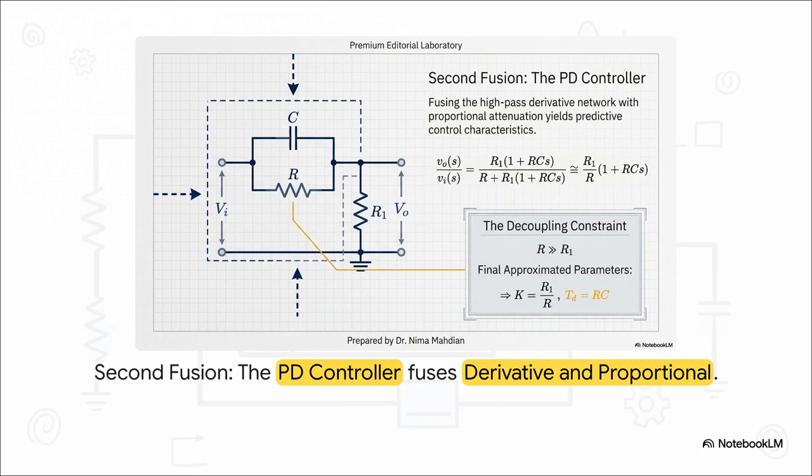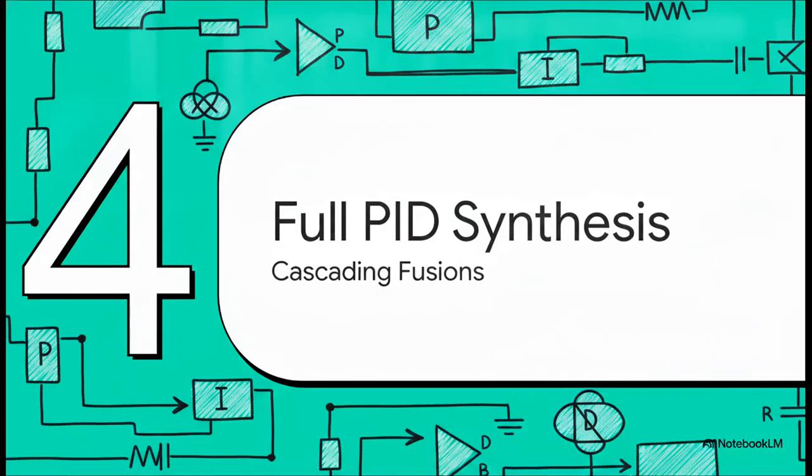R must be significantly greater than R1. When we do that, the R in the denominator completely dominates, the R1 term practically drops out, and we're left with our final approximated parameters. Gain K equals R1 over R, and our derivative time constant TD equals R times C. Just like that, we've achieved predictive control characteristics using purely passive components. Which brings us to our final section, full PID synthesis.